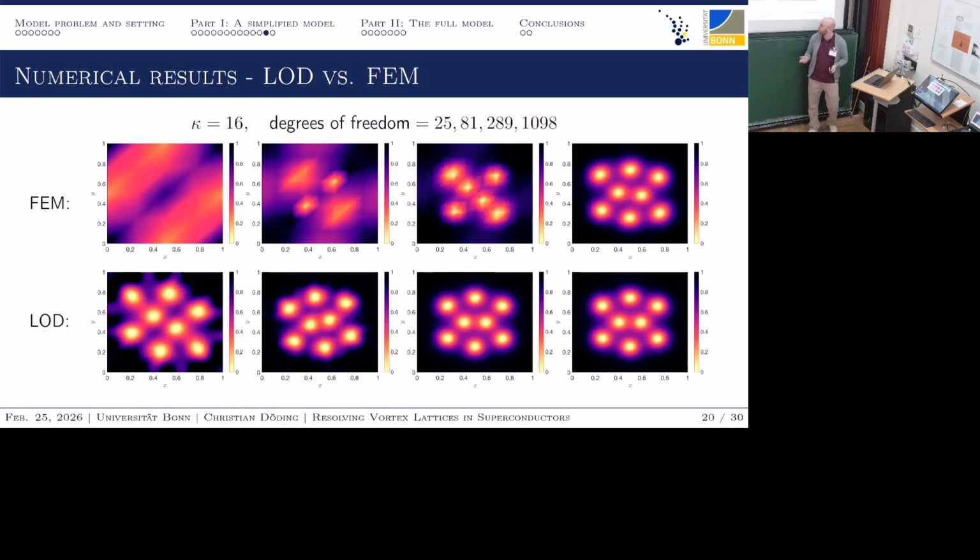So let's have a look at how the LOD performs. Only with 25 degrees of freedom, which is really just a few degrees of freedom, you roughly observe the vortex pattern. There is already the right number of vortices, although the structure is a little bit dislocated. Anyhow, if we add a few degrees of freedom, then we observe more or less the correct vortex pattern. So this should highlight that this is a nice approach to do so.